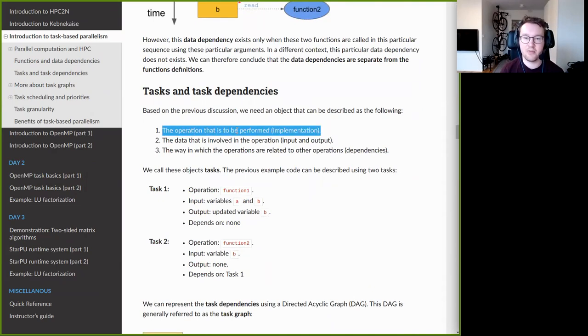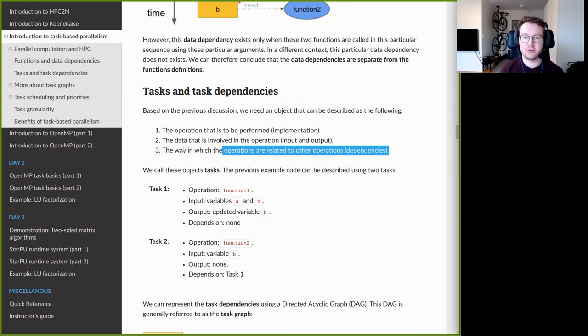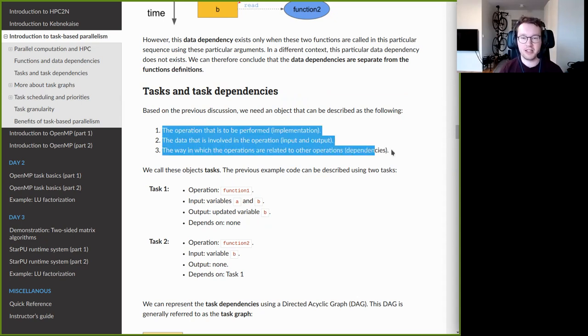First, it must tell how the computation operations are to be executed. So it must define the implementation, what code should run. Then it should define what data is involved, so it should tell you what the input and output of its operation are. And then it would also know how different computation operations are related to each other. The object that combines all this information, we call a task.